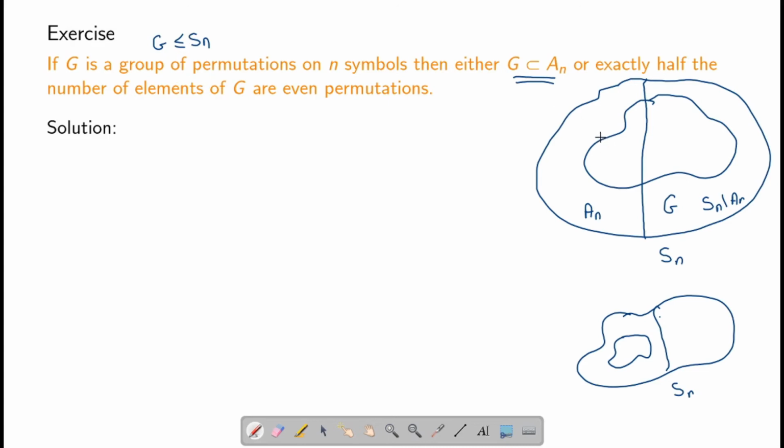So how do I prove this? I assume that G is not entirely contained in A_n. Since G is not entirely contained in A_n, it means that there exists some permutation, say phi, in G minus A_n. Which means that phi is in G and phi is an odd permutation.